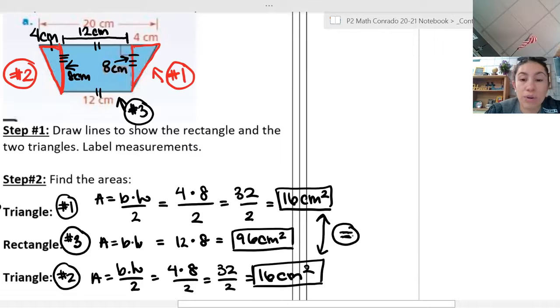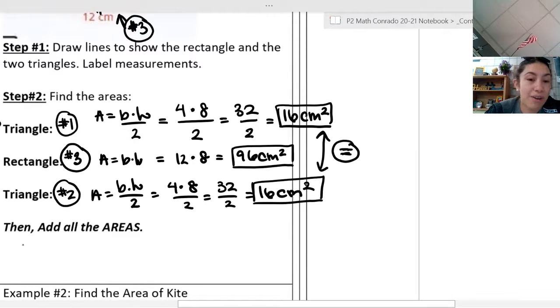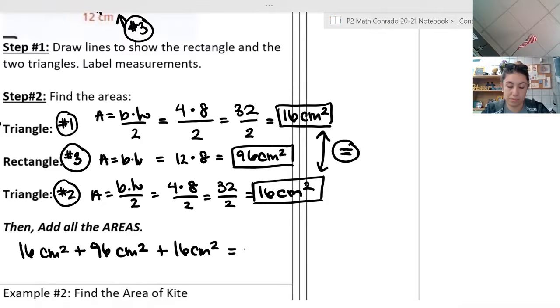So now we would add these areas up. We're going to add all of them together. 16 centimeters squared plus 96 centimeters squared plus 16 centimeters squared is 128 centimeters squared.